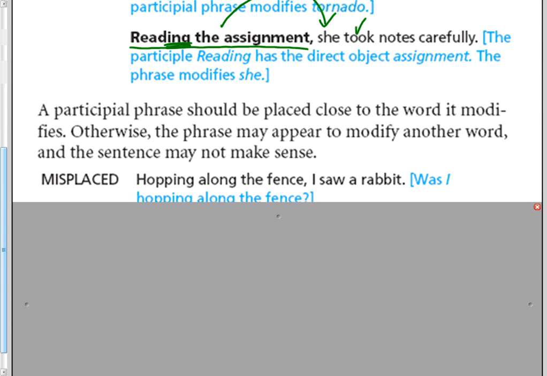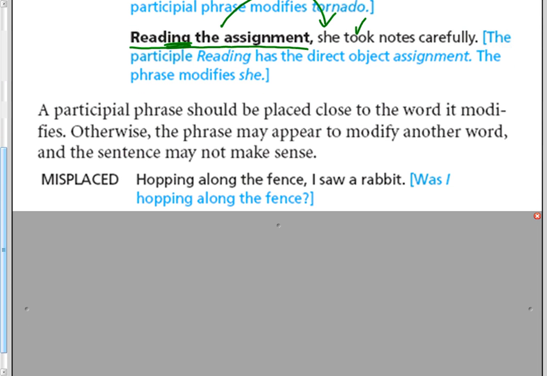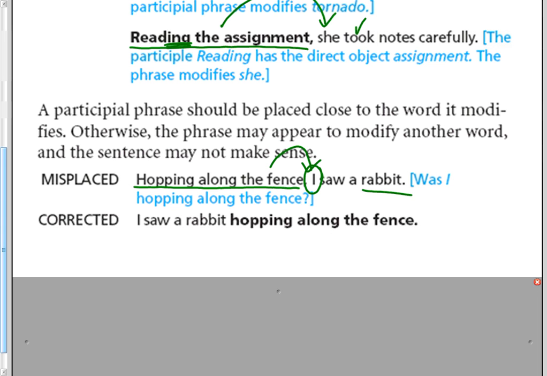So read this sentence. Hopping along the fence, I saw a rabbit. Hopping along the fence is my participial phrase. But notice that it's close to the word I. Am I hopping along the fence? No, it's the rabbit. So, I saw a rabbit hopping along the fence. This sentence is more appropriate because the participial phrase is near to the word rabbit, which is the word that it's describing.